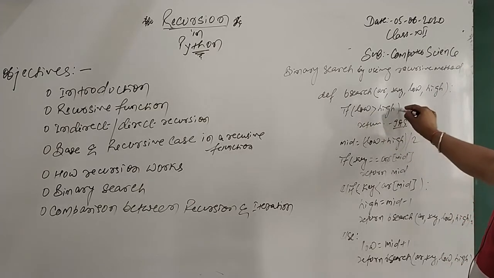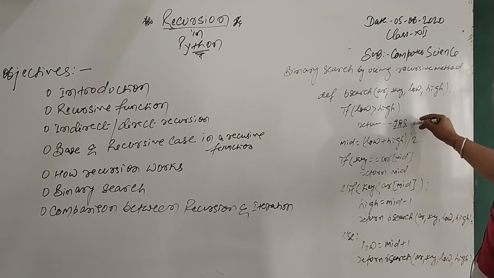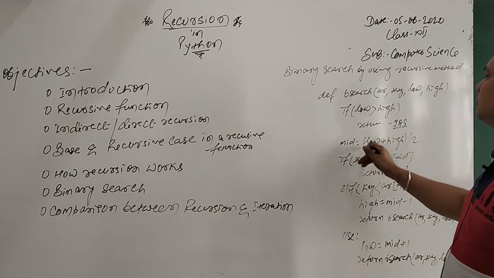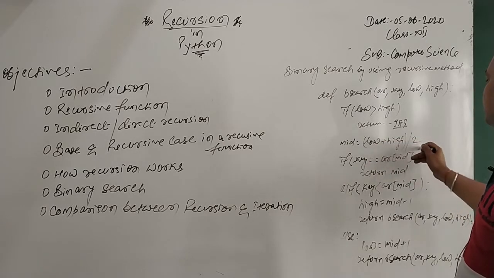If the low is greater than high, then return this message. These are the exception cases, and you will get this message. Otherwise, mid will again be found. Mid is low plus high divided by 2.